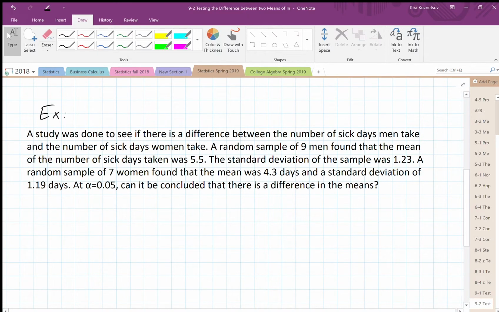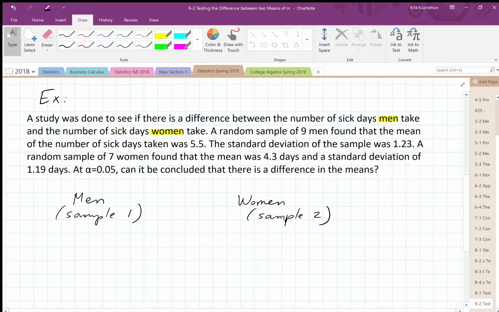A study was done to see if there's a difference between the number of sick days men take and the number of sick days women take. So we are comparing men versus women. You have to call somebody sample 1 and somebody sample 2. Usually the first one that's mentioned in the problem is sample 1, and the second one is going to be my sample 2. A random sample of 9 men.